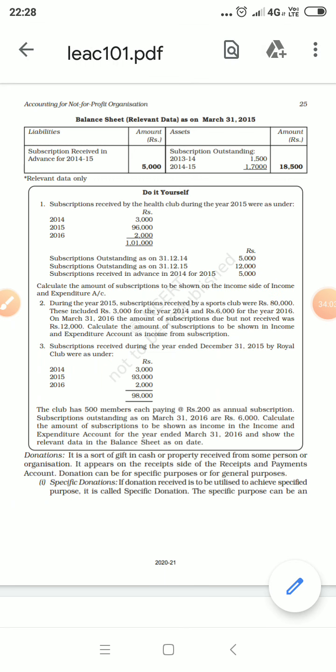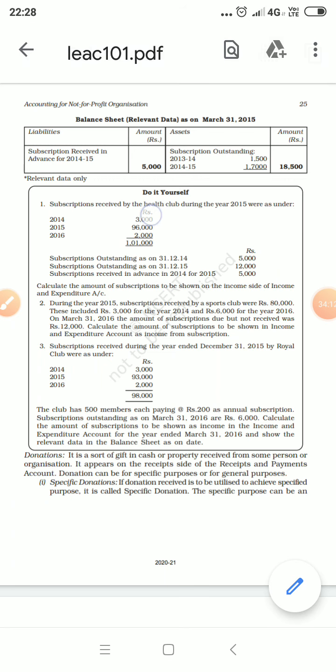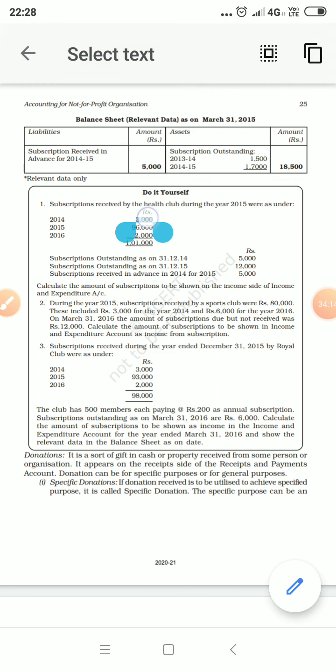So here we have to see previous year's outstanding is 5,000. Out of 5,000, we have received 3,000. So 2,000 is still outstanding. That 2,000 is included here. So what is current year's outstanding alone? The amount we have to receive in the current year which we did not receive. It is 12,000 minus 2,000. 10,000 is current year's outstanding.